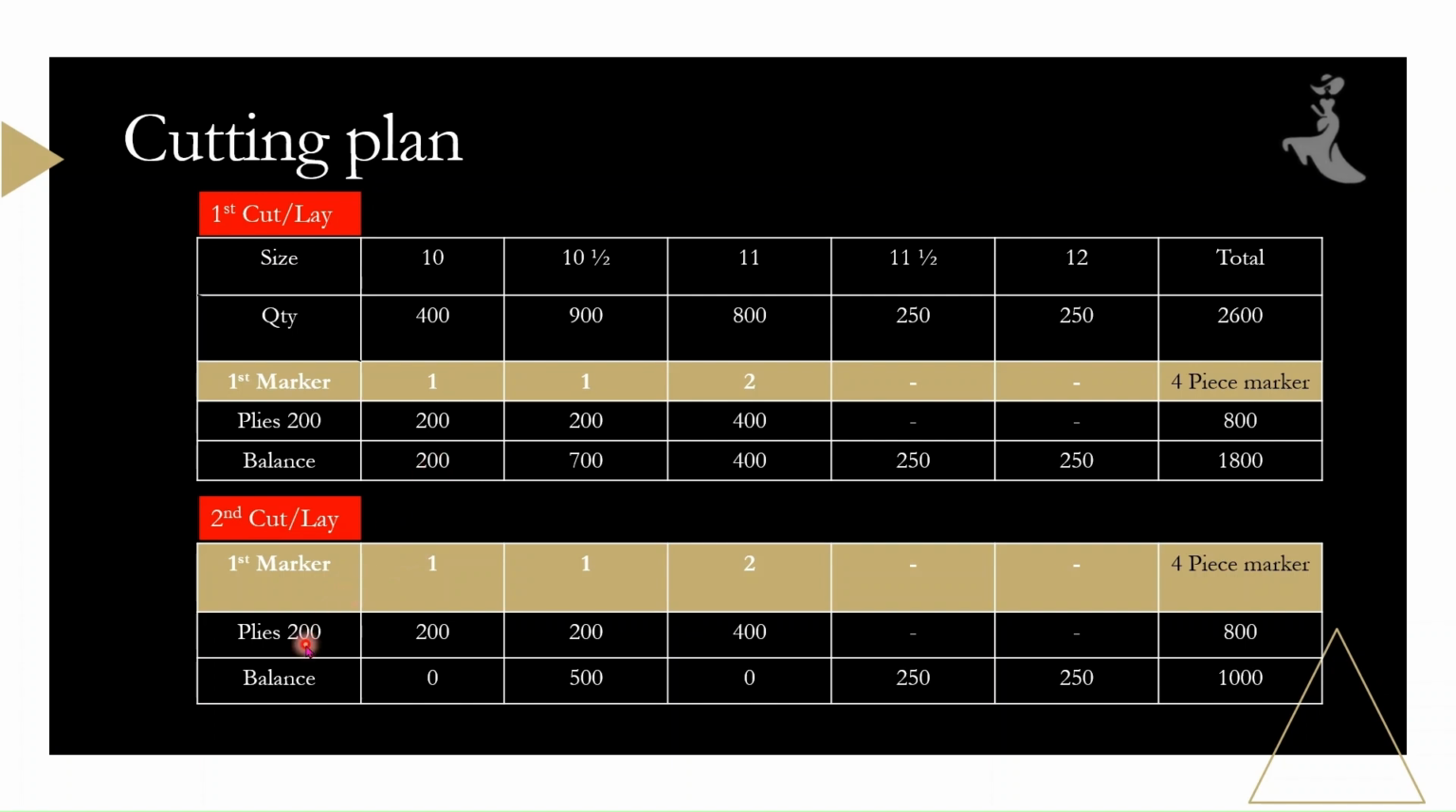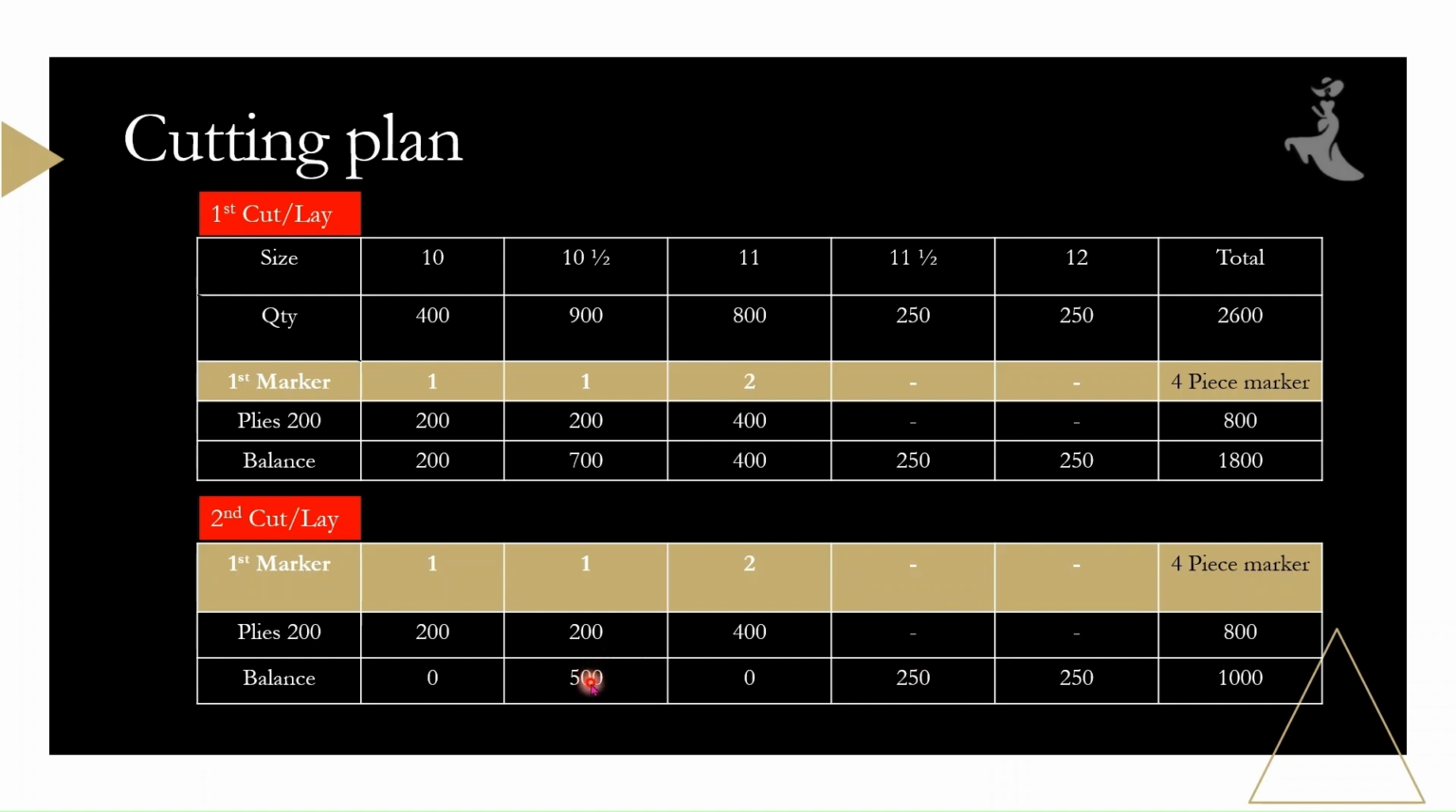Okay. Now 200 into 1, 200. 200 into 1, 200. 200 into 2, 400. This is the breakdown that you can cut using the first marker. This is the second cut, second lay. So what's the balance? 200. This 200 is from the original balance quantity, the previous balance quantity. Now it's balance 0. 700 reduce 200, 500. 400 reduce 400, 0. 200 balance 200, and we didn't cut from this size, so balance is 250.